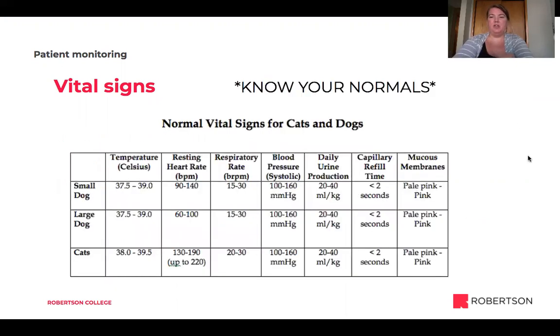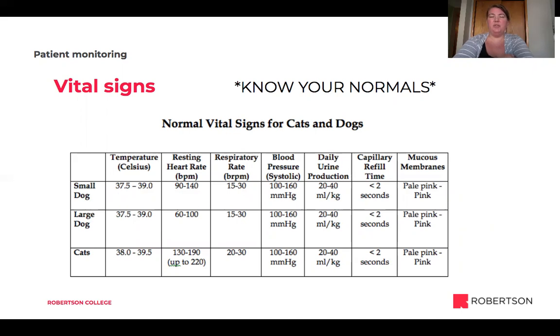I did include a chart in your course here that looks like this. This is a chart of the normal vital signs for cats and dogs. It is important to know your normal numbers. If you don't know what's normal, how will you recognize what's abnormal? So I do encourage you to memorize this chart.